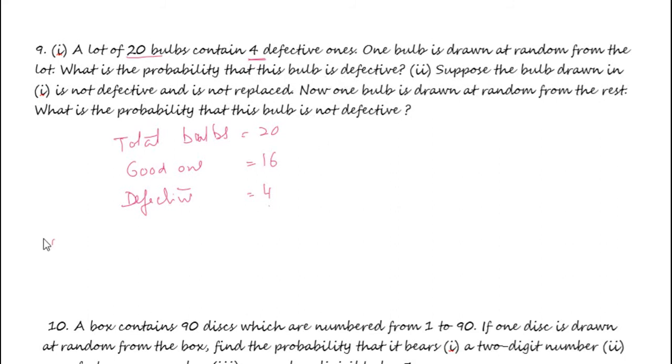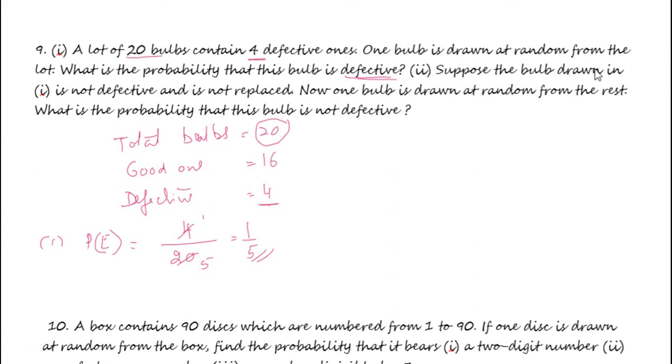The first one, in this event, what is the probability that this bulb is defective? How many defective bulbs are there? 4. That means the favorable outcomes are 4. But there are totally 20 bulbs. So total possible outcomes are 20. So 4 fives are 20, so the probability of getting a defective bulb is 1 by 5.